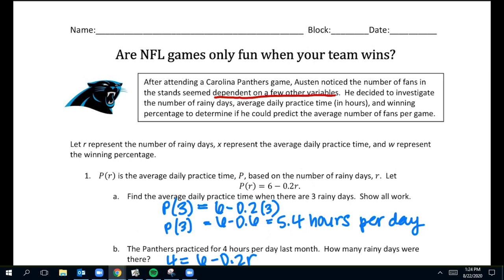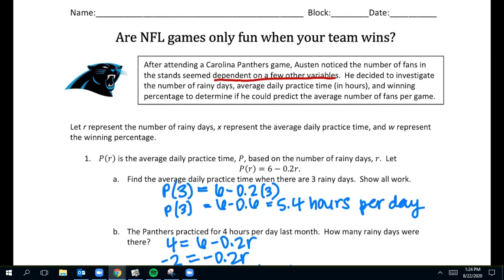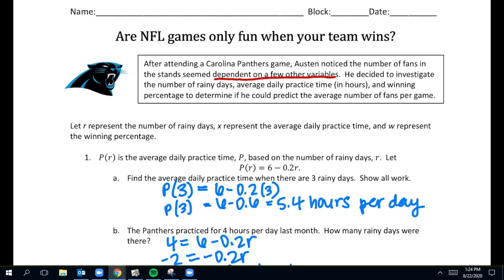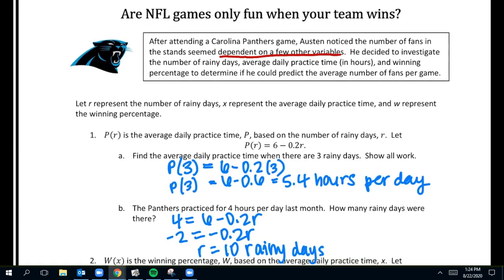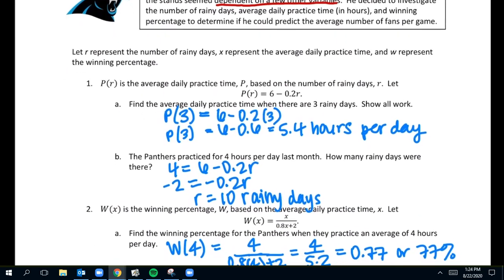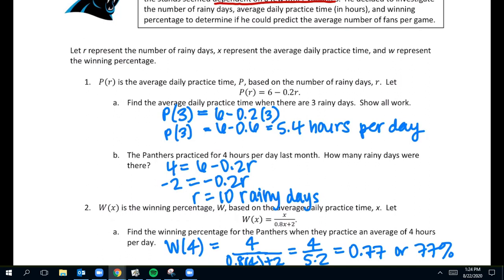We looked at the number of rainy days, the average daily practice time in hours, and winning percentage to determine if we could predict the average number of fans per game. So we have three variables that we're going to explore. R, the number of rainy days, X, the average daily practice time, and W, the winning percentage. So for question number 1, P of R is the average daily practice time. That's our output.